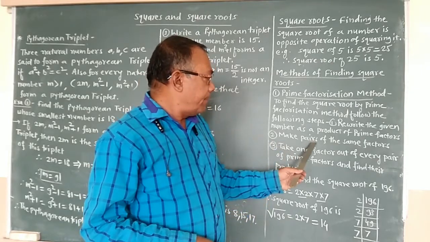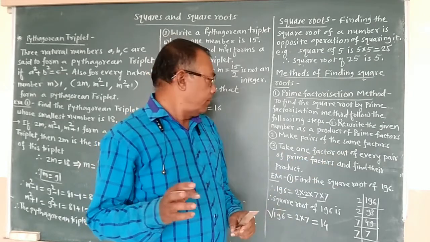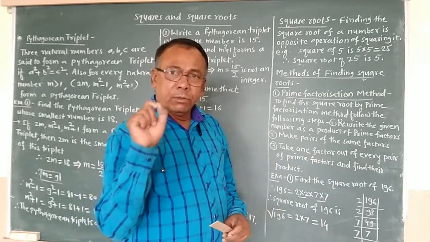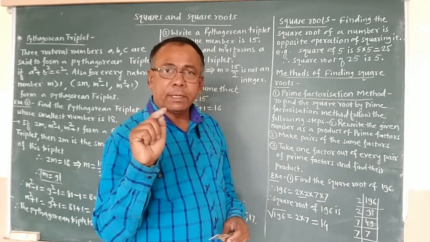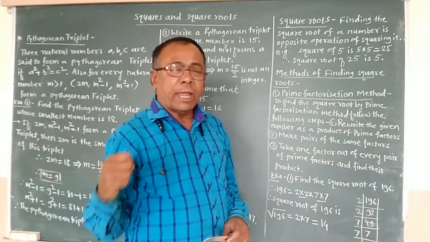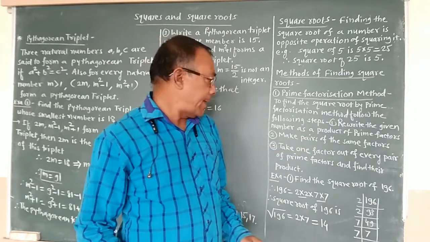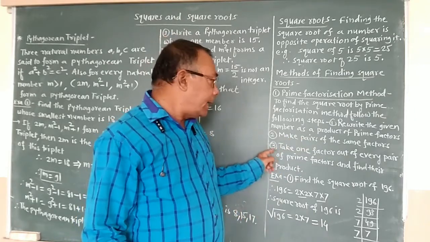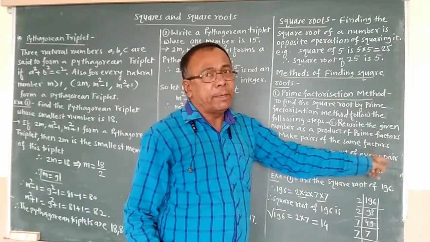Then make pairs of the same factors. We have to make the pairs of the same factors: 2, 2 means 1 pair, 3, 3, 1 pair, 5, 5, 1 pair. So like this we have to make the pairs of the same factors. Third step is that take one factor out of every pair.